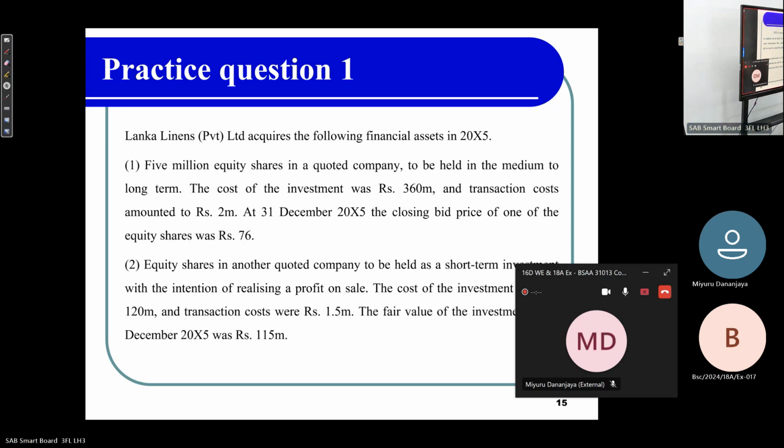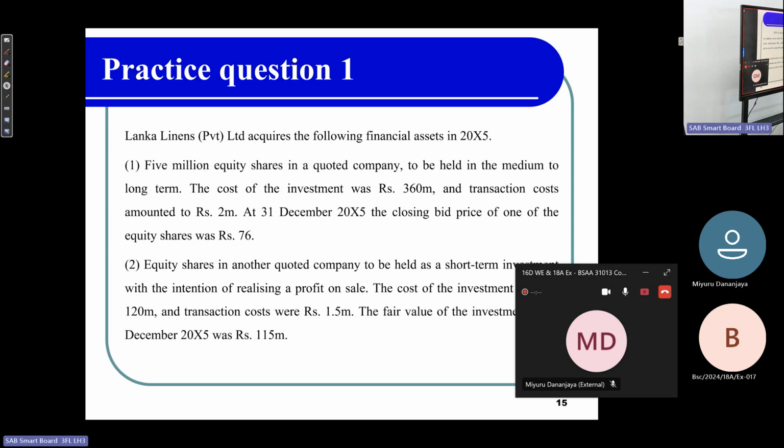Initial measurement. Fair value. What is the fair value of this investment? 360. Record the initial measurement; the transaction cost, yes, here 2 million. Double entry: cash credit, investment debit. Very good.